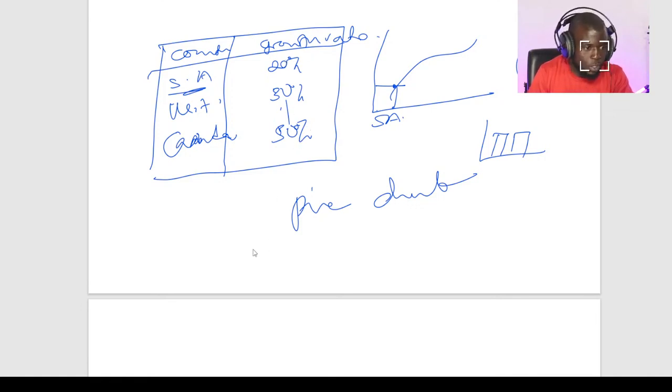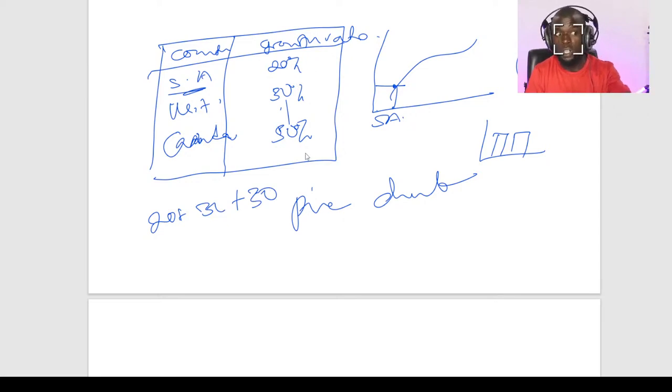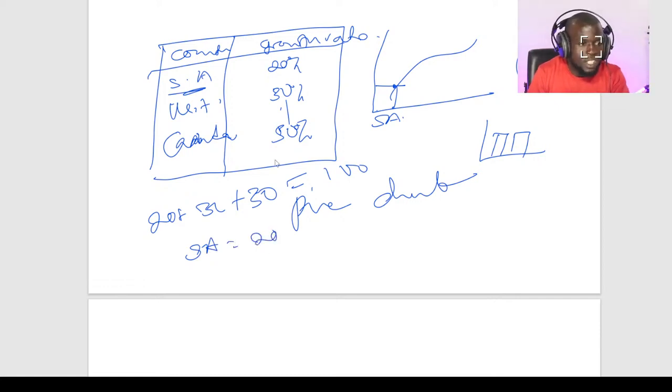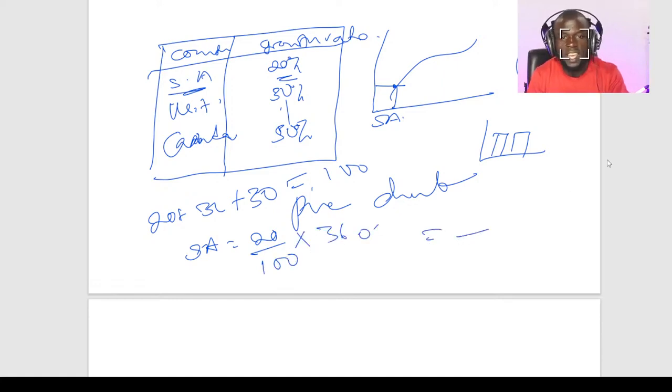When you add this, for example, 20 plus 30 plus 50. You understand? The good thing is this is already in percentage, so it's out of 100. But if it is not percentage, if it's something else, grams, the number of people, you add it and then you get the total, which is 100, depending on the question. So now, to convert this into degrees, you're going to say SA is equal to 20, divided by the total, which is 100, times 360. And then I get the answer here.